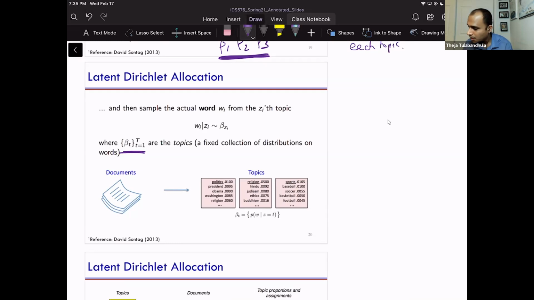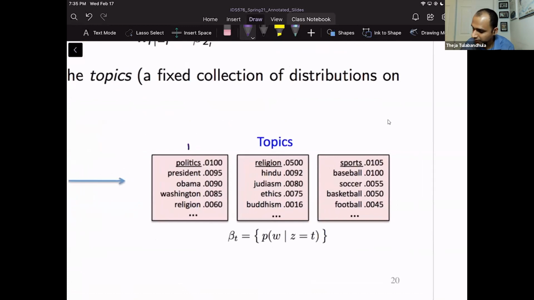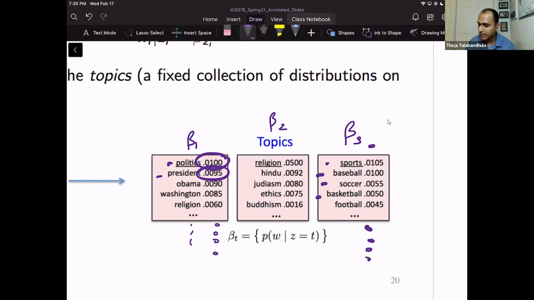If you want to really see what betas would be, let's say, for example, this could be beta 1, this could be beta 2, and this could be beta 3. Because there are 3 topics, there are 3 betas. What a beta represents is, for each word, the probability of that word. In this topic, the probabilities of politics, president, and so on are high. Maybe for other words, it's all zeros. Similarly, if it's a beta 3 topic, then for sports, baseball, soccer, and so on, it's high, and for all other words, including politics, for example, it's 0. That's what these betas are.